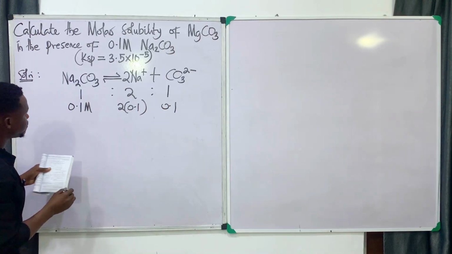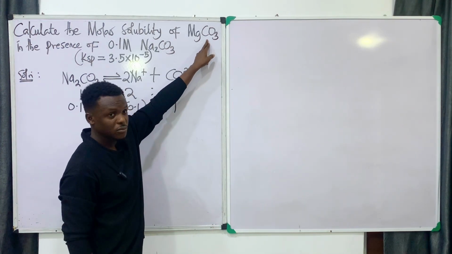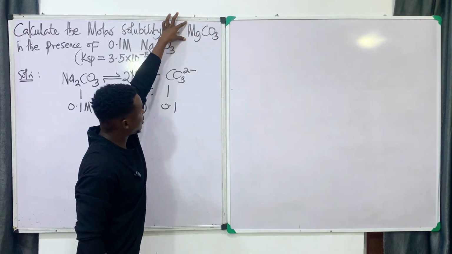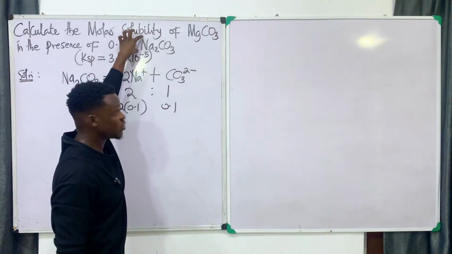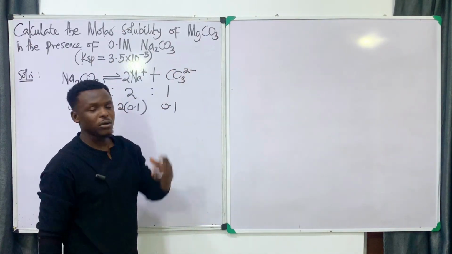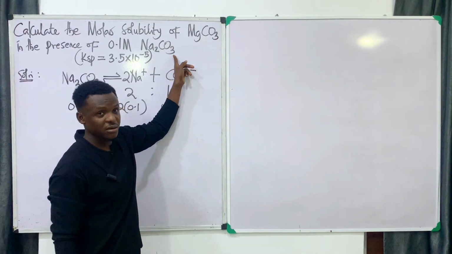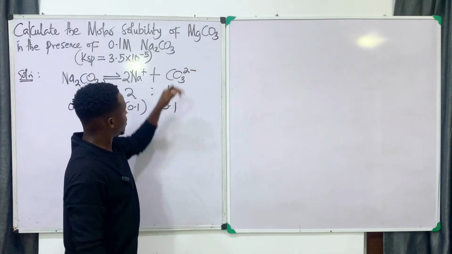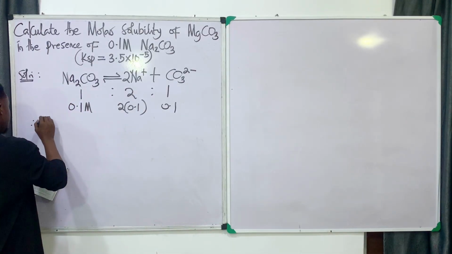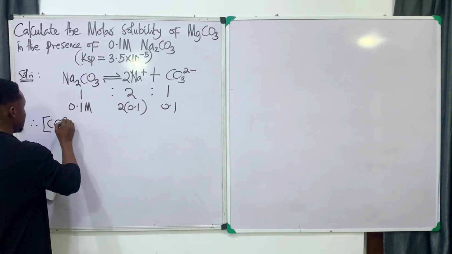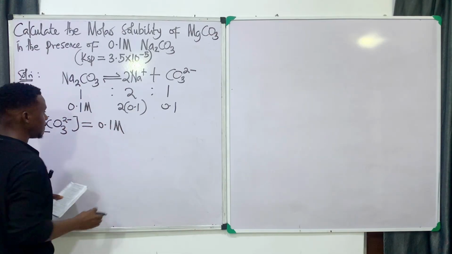All right, but if you noticed, it's a CO3 that is common with this sparingly soluble salt that was given to us, and this is actually the salt that it was dissolved in. So if you look at the two of them, the common ion is basically the CO3. This guy has CO3 and this one has CO3. All right, so we are interested in the CO3. So I'll therefore say the concentration of CO3 2 minus is 0.1 molar.